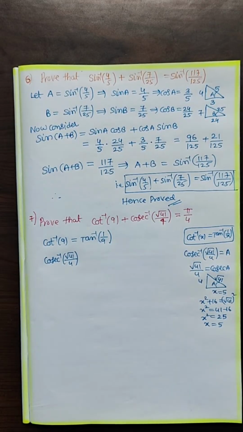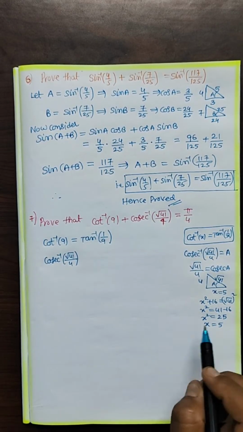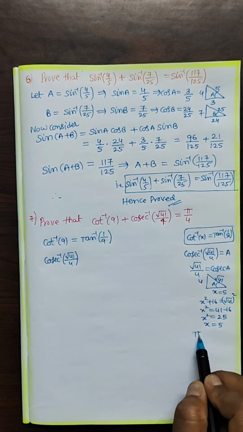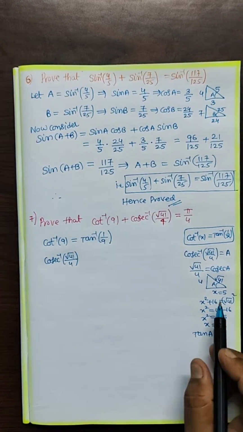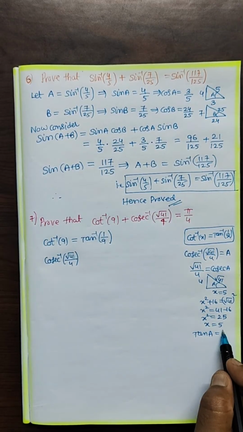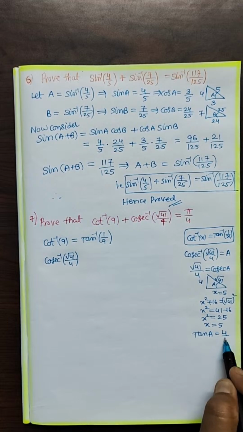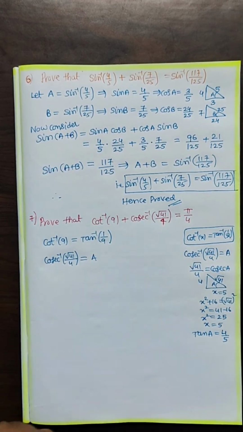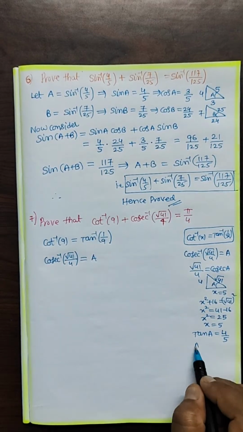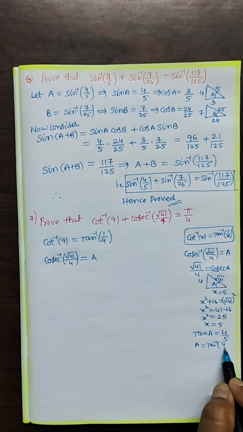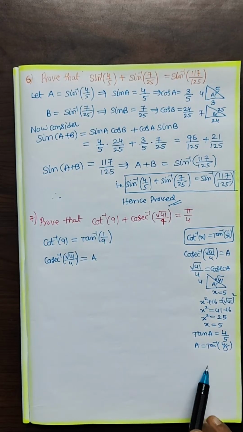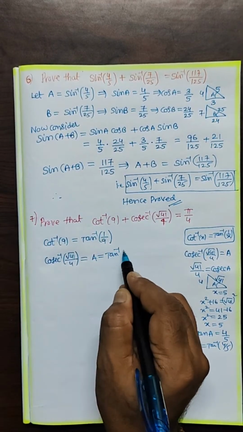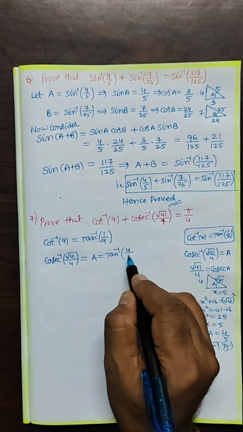So from this I am writing the tan value. Tan A is equal to, what is tan A? Tan A is opposite by adjacent side, 4 by 5. So we are assuming this is equal to A. So A can be written as tan inverse of 4 by 5 itself now. So A is equal to tan inverse of 4 by 5.